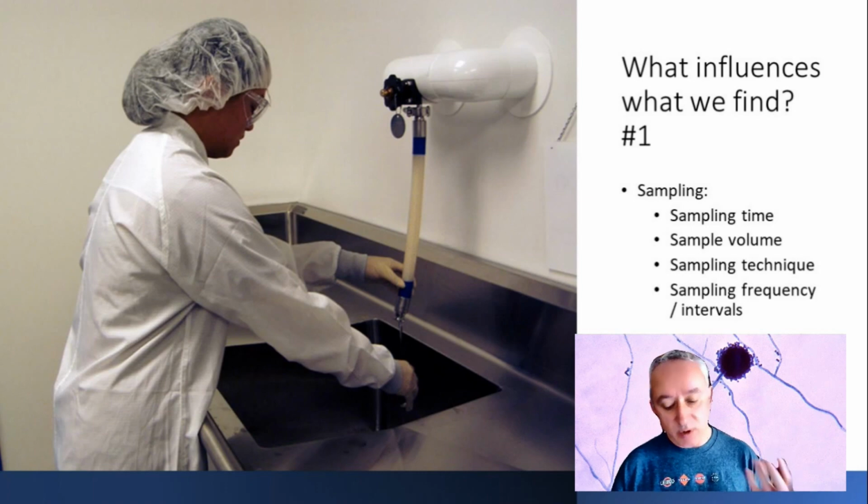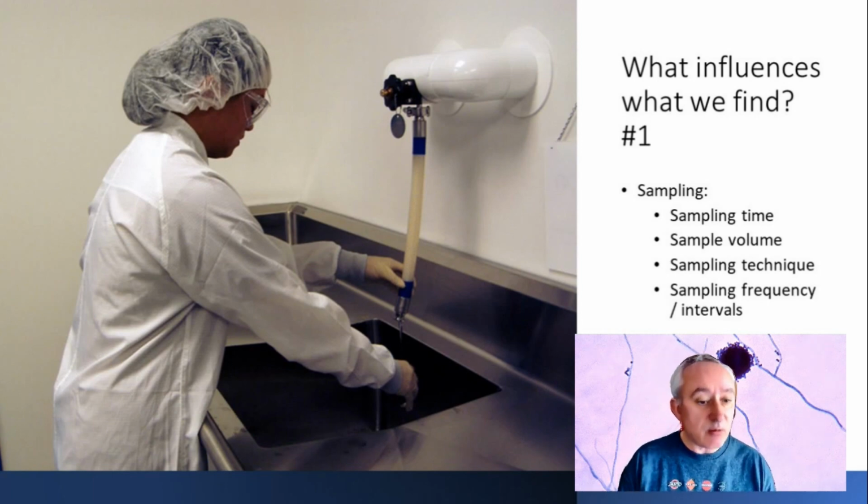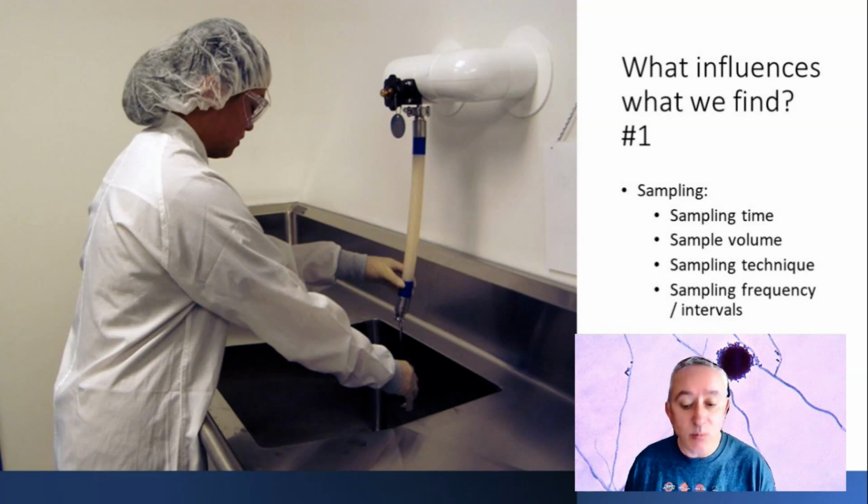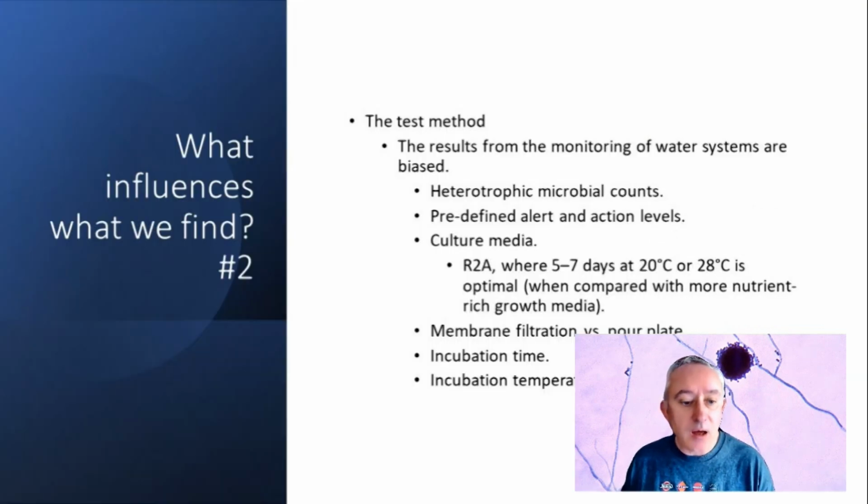The volume that we sample is also important. We want at least 100 millilitres. The sampling technique is important to avoid cross-contamination by operators, and the sampling frequency, how often we sample and what that's based upon. Also, what we choose to characterise can be influenced by the heterotrophic plate counts that we are taking and how we are viewing those against predefined alert and action levels.